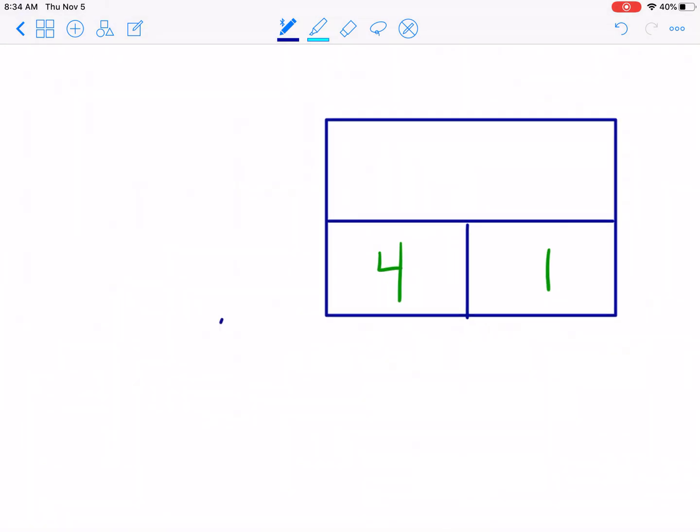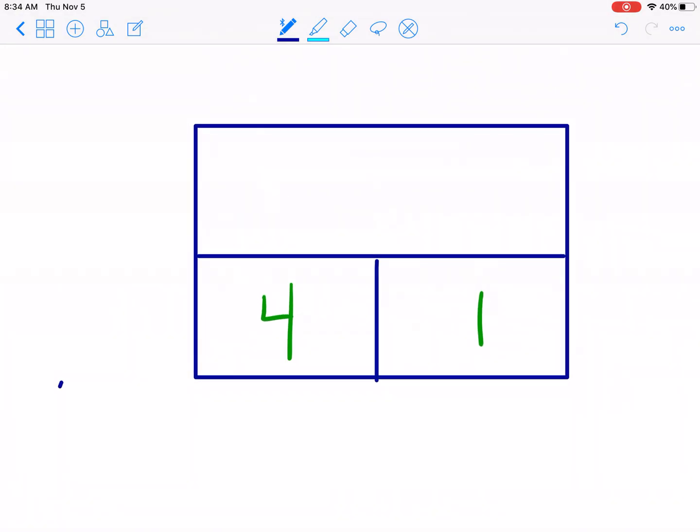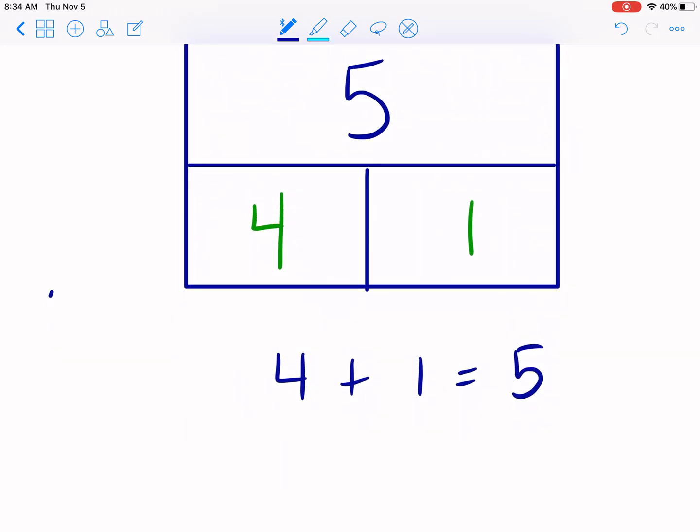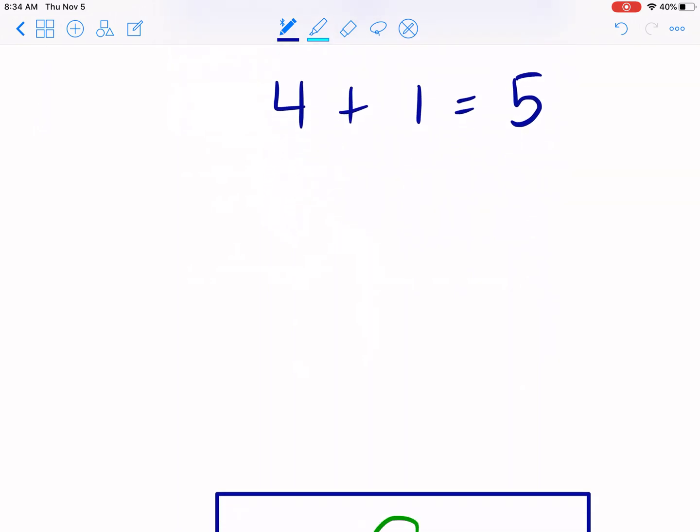So let's look at a couple. So now I see here I have 4 and 1 are my parts, so I need to do what to fill in my top? That's the whole. If I'm missing the whole, the big piece, I need to add. So 4 plus 1. 4 plus 1 is 5. So the math on these is going to be easy, but I want you all to understand how to fill in the boxes. Let's look here.